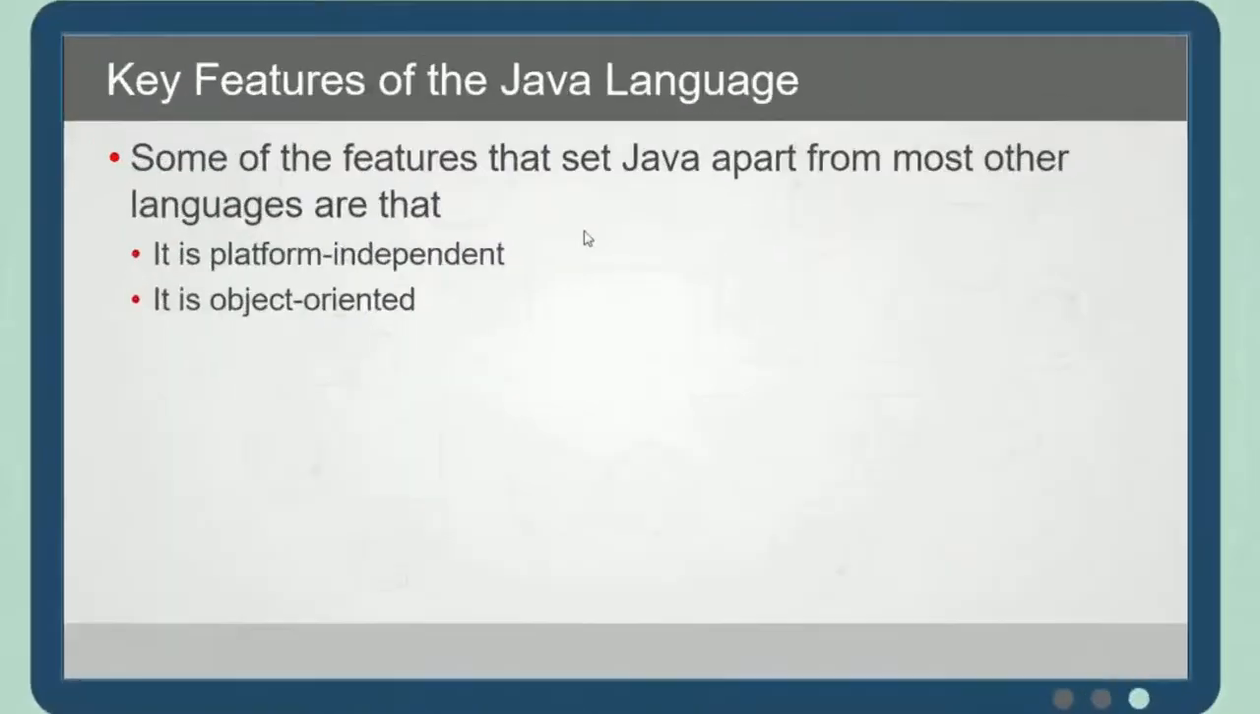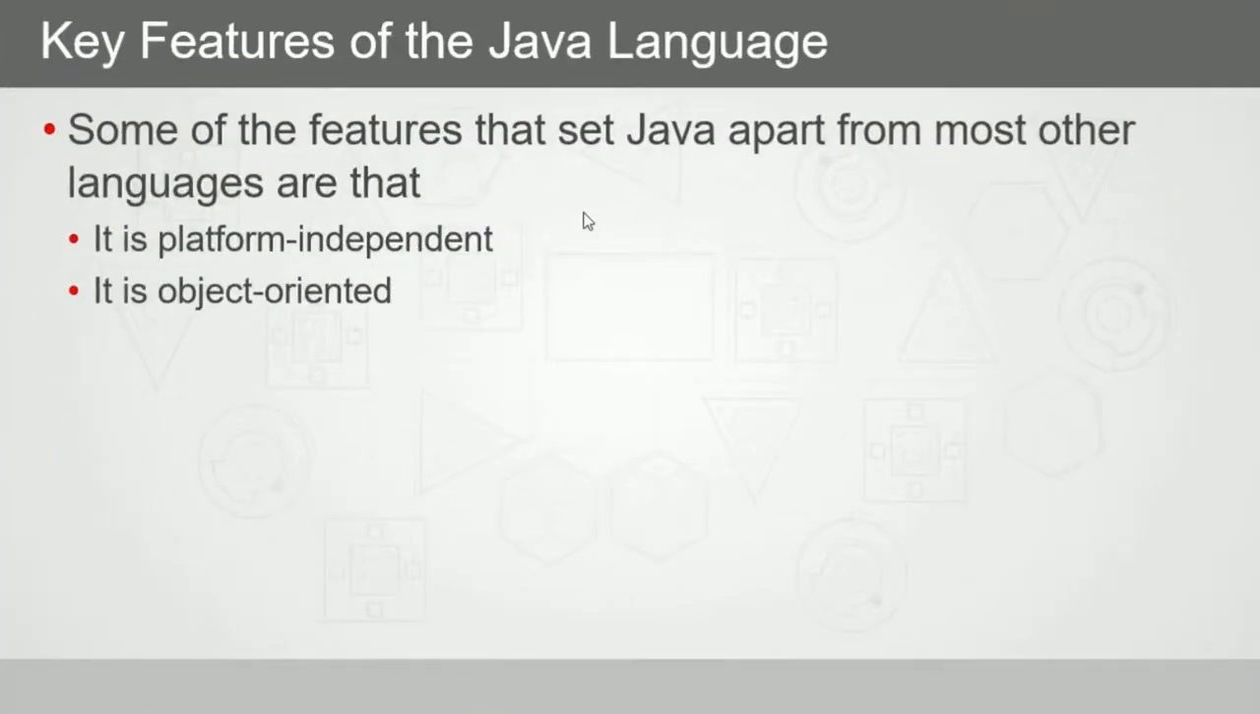In this video, I'll describe two of the key features of the Java language. These are features that set Java apart from other languages, namely that it is platform independent and that it's object-oriented. Now, there are more features of the Java language, but in this course we'll focus on these two, which are qualities that are at its core. These are qualities that it's designed to do very well.